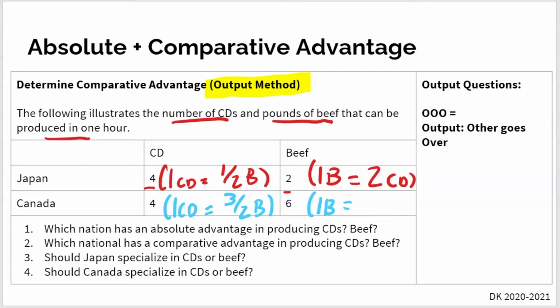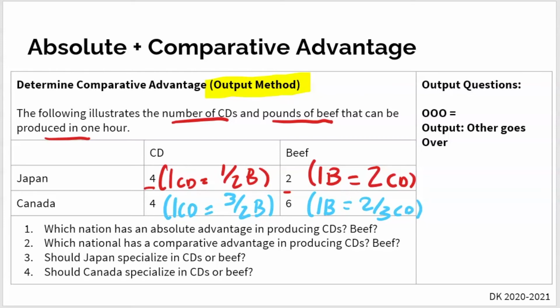If we're looking at beef, well, what's the other good? We're looking at CDs, so that's 4 divided by 6, which is just 2/3 of a CD here. Well, now that we know this, we can figure out the comparative advantage here, right? So who has the comparative advantage in the production of CDs? Remember, we're looking for the lower per unit opportunity cost here.